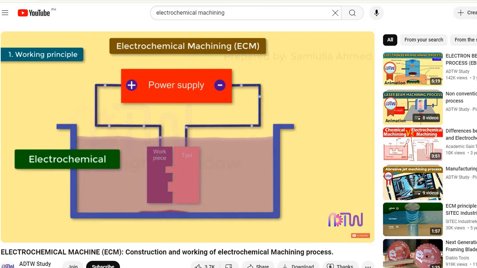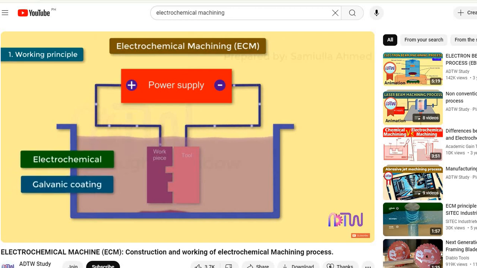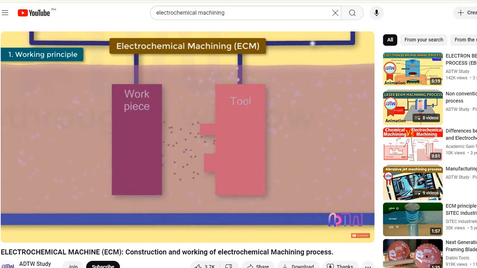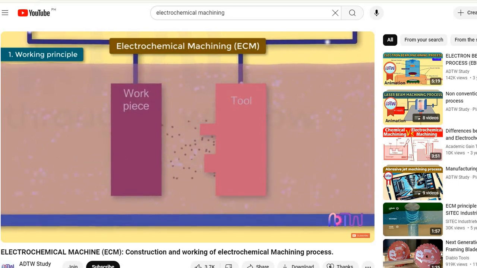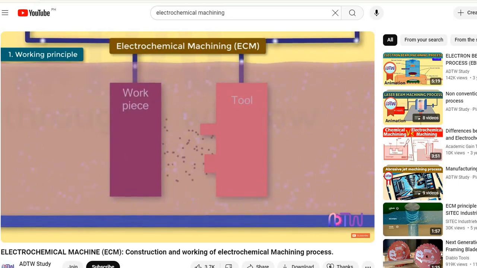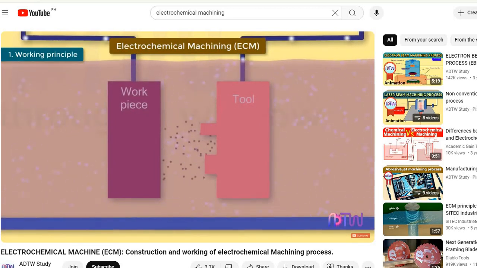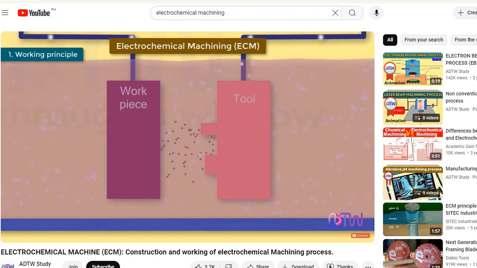ECM working is opposite to the electrochemical, or galvanic, coating or deposition process. Let us understand the chemical reaction taking place in this process. As the potential difference is applied across the electrodes, the movement of ions starts between the tool and workpiece. The positive ions move towards the tool, and negative ions move towards the workpiece.